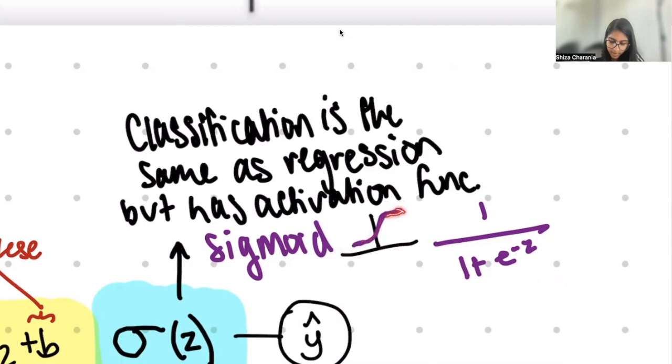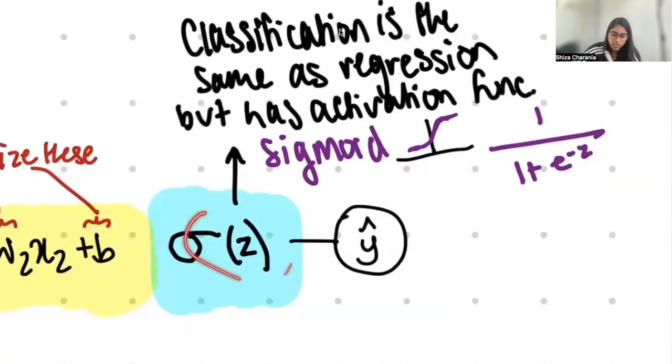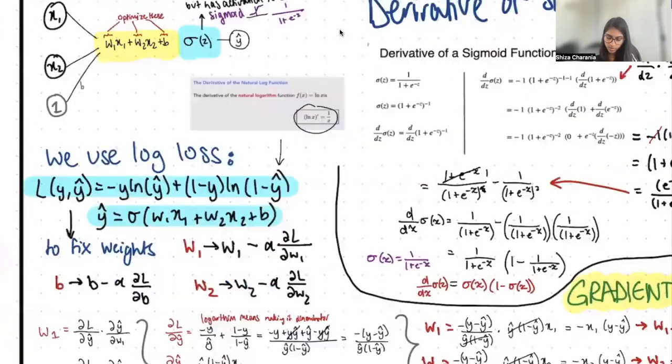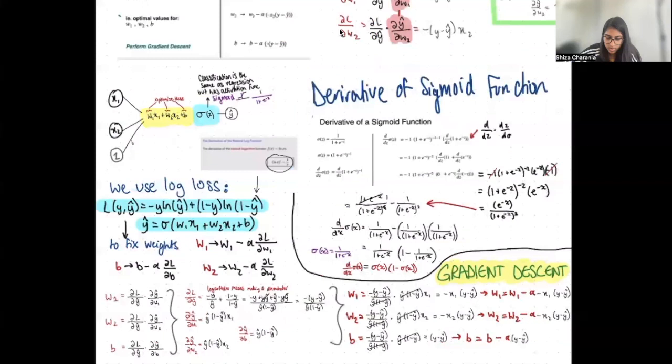And as the number gets bigger and bigger, it approaches 1. It never reaches 1, it approaches 1. And as the number gets smaller and smaller, it approaches 0. And it never reaches 0 specifically. So that's the sigmoid function. We found the derivative over here. Where'd it go? Here.